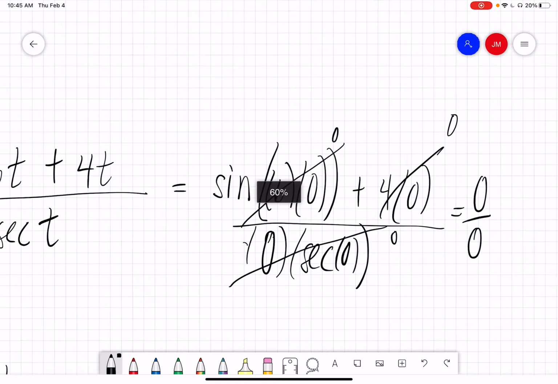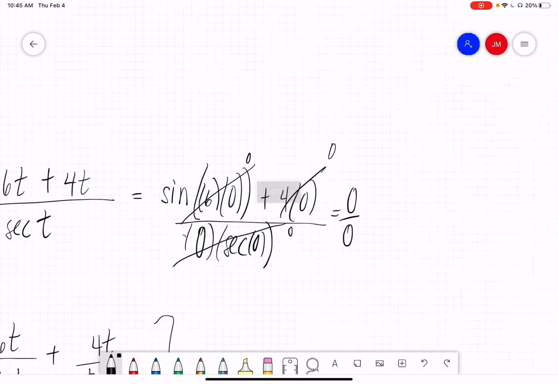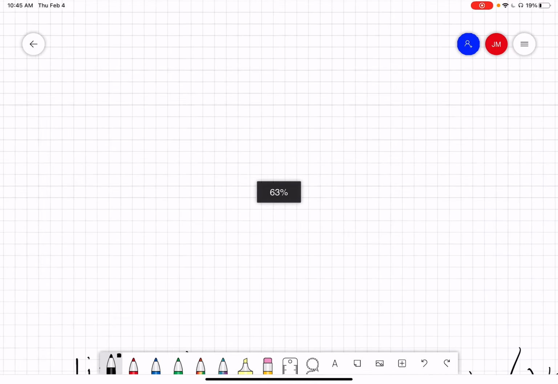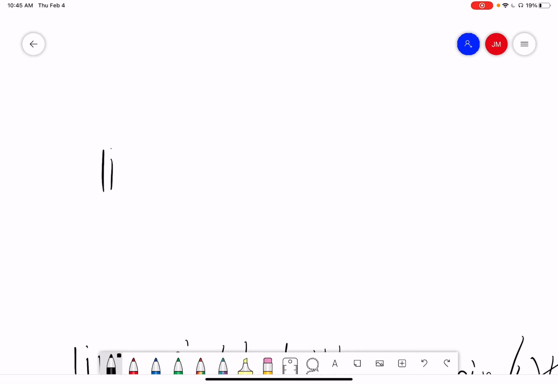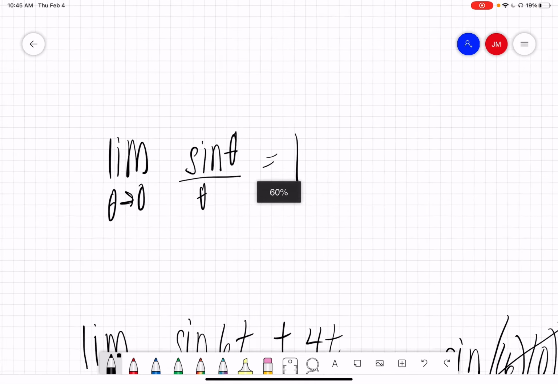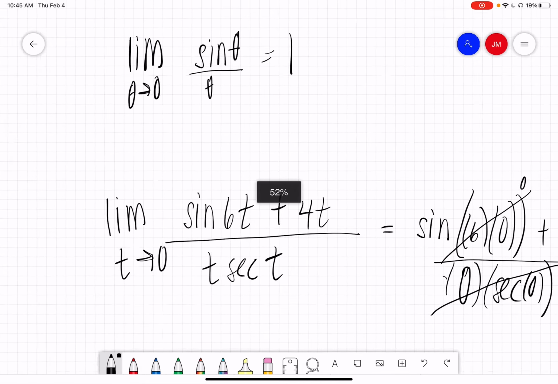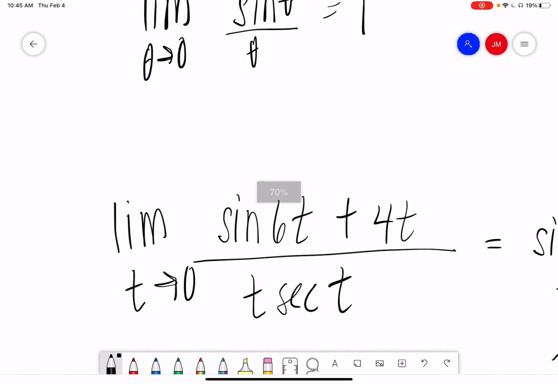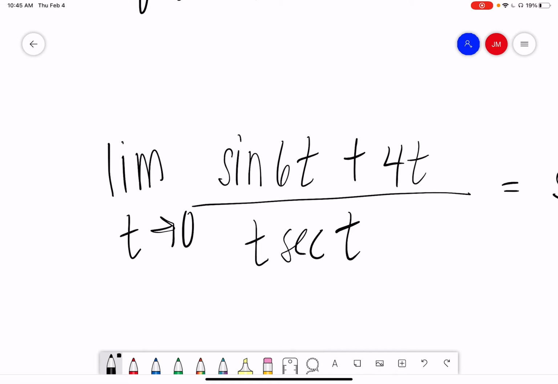And so when I have that indeterminate form with trig functions, I like to go back to the rule that says the limit as theta approaches 0 of the sine of theta over theta will equal 1. So I want to see if I can rewrite this so that I fit that rule.